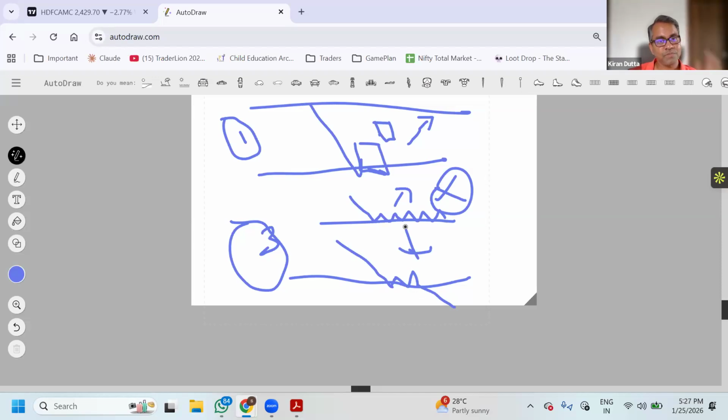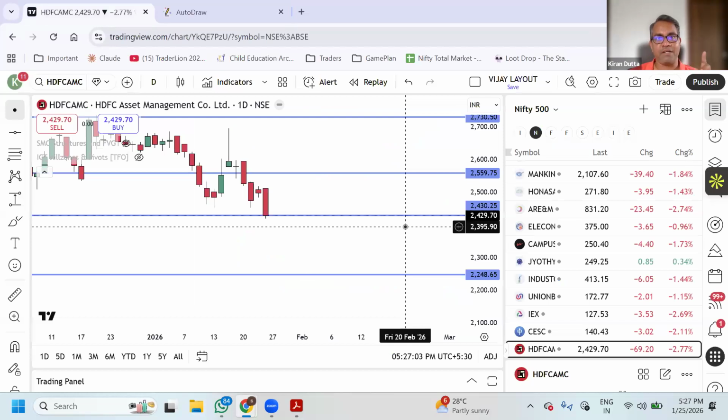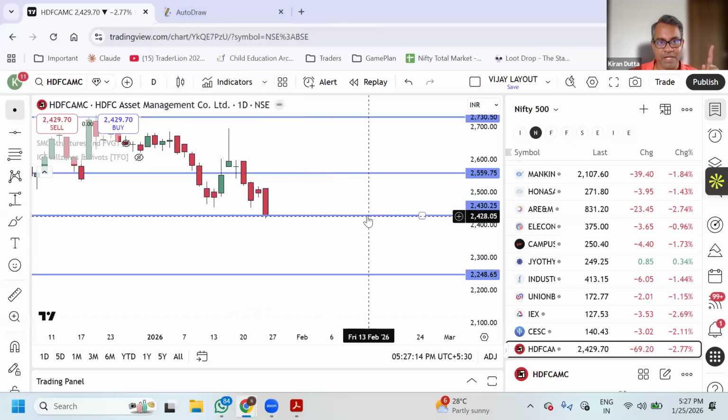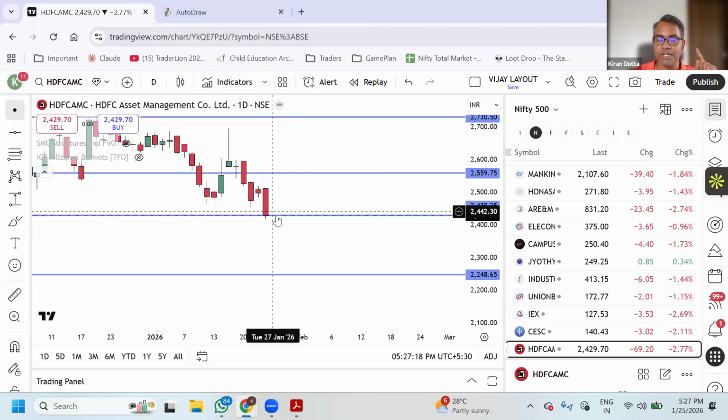So the game plan, I used the word game plan in the last class also, and I keep using the same word again and again. What is the game plan? The game plan is to do nothing. Watch how the daily closing is happening. I want everyone to take this as an exercise and put your analysis in the group for Tuesday and Wednesday.